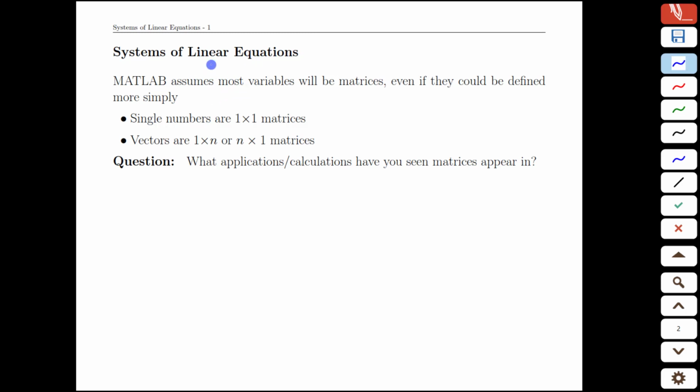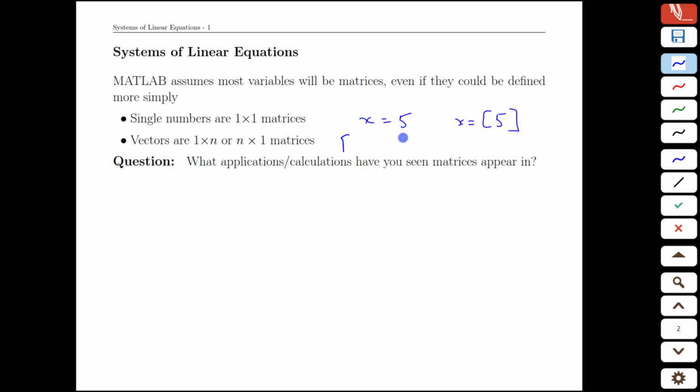In this video, we're going to look at MATLAB and how it handles systems of linear equations. Just a reminder that when we're working in MATLAB, most of the variables that we're dealing with, if they're numeric in nature, are going to be treated as matrices, even if in other languages they might be defined more simply. For example, if we have a single number, that would be a 1-by-1 matrix. If we say x equals 5, that's the same thing as making a single-cell 1-by-1 matrix that has the element 5.